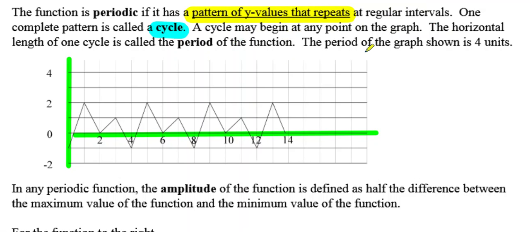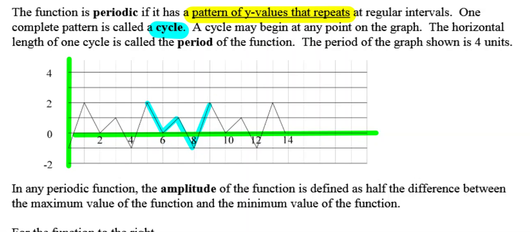A cycle may begin at any point on the graph, but then it completes one complete cycle and it ends at the same point, meaning same high point, same low point, same middle point, wherever it is on the graph. So for example, if we start at a high point here, one complete cycle of this particular graph would be that. It starts at the high, goes through the process, and ends at the high.